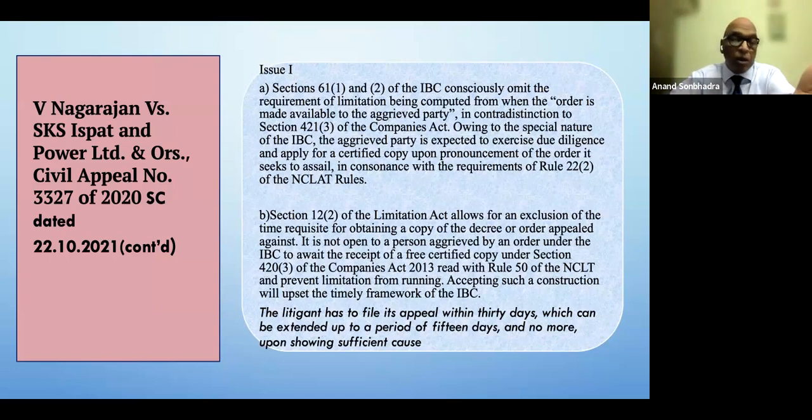We have seen earlier in our discussion that the period from pronouncement to the date of order will not be excluded unless an application is made for issue of a certified copy. Then the period from the date of making that application till such order is handed over or delivered to the applicant may get exempted or excluded. So in this case, it was very clearly said that the litigant has to file its appeal because there is not enough cause shown.